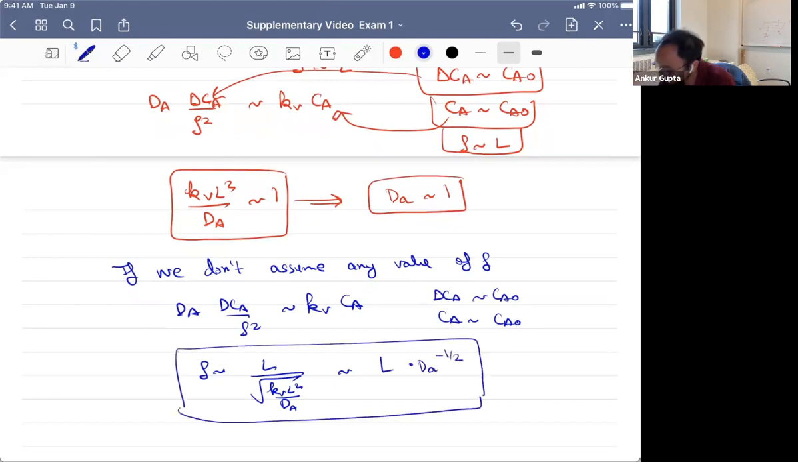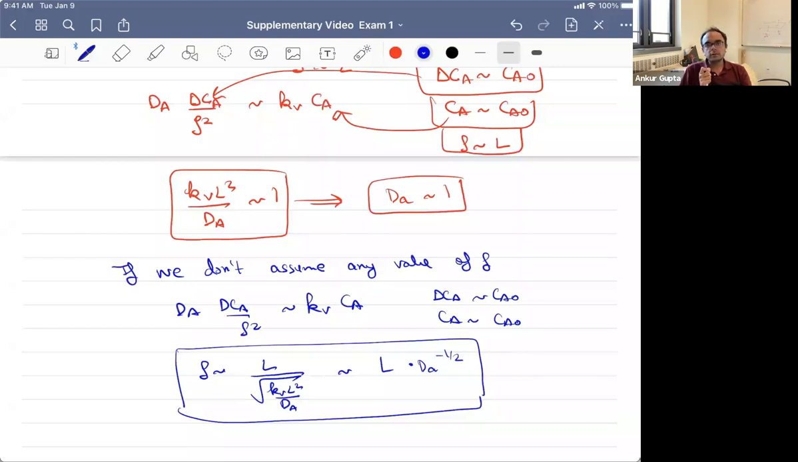Okay, so this is what we will get as a scaling analysis, and this has more physical interpretation to it. Delta would depend on the Damkohler number, and when the Damkohler number is 1, we still get back delta equal to L, which is what we were getting from the first part. So in a scaling analysis, the problem is really governed by the physics of the problem, and then you substitute the value. And as you can see, this is what we get from the scaling analysis.